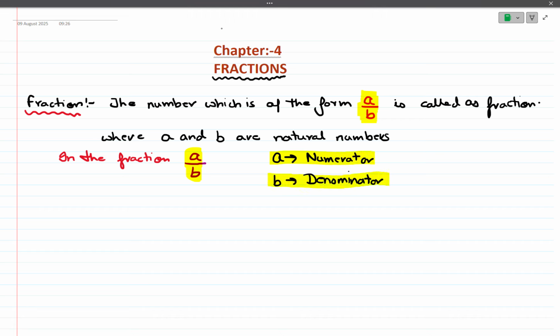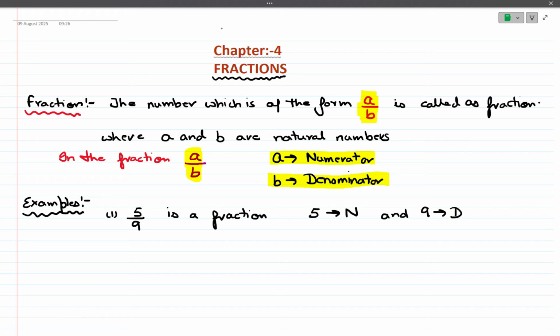Now some examples of the fraction. The first example, 5 over 9 is a fraction in which 5 is the numerator of the fraction and 9 is the denominator of the fraction, where n stands for the numerator and d stands for the denominator. So in the fraction 5 upon 9, 5 is the numerator and 9 is the denominator.